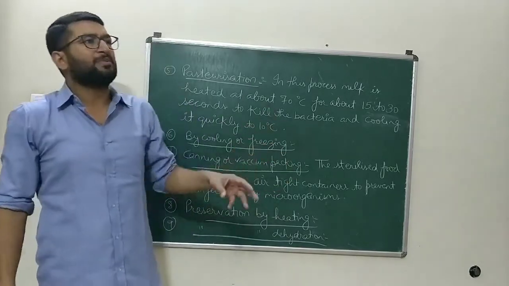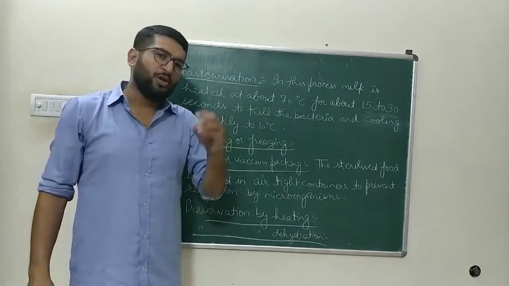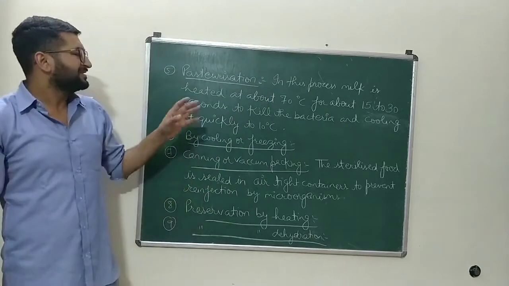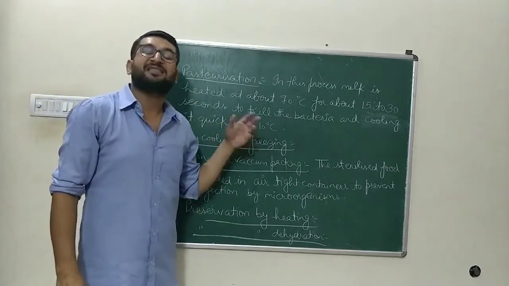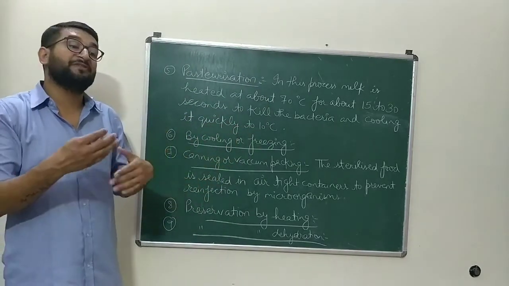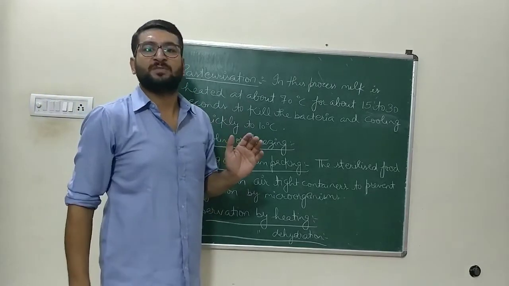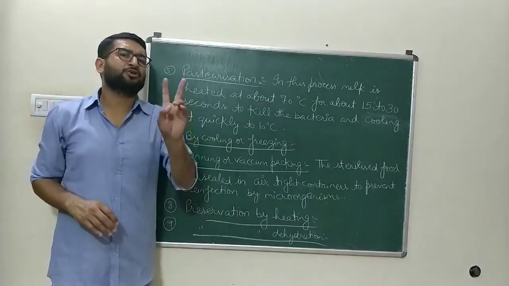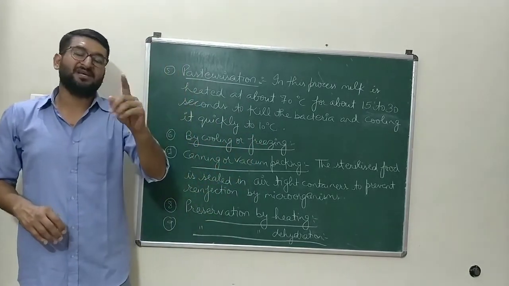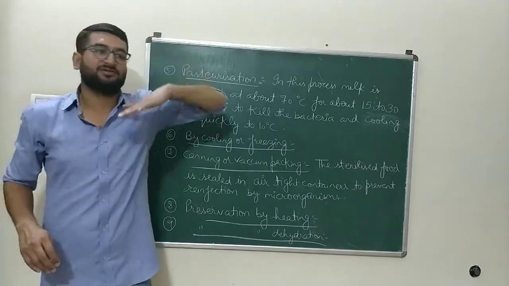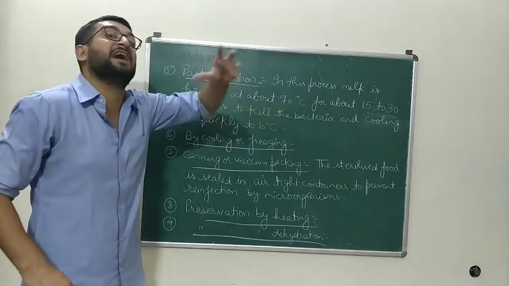and then abruptly cool it down quickly to 10 degrees Celsius. That is used to prevent reinfection. You know what, bache? In this technique, there are two separate points. First we heat it at a high temperature. We heat it at 70 degrees Celsius. That is a very high temperature.